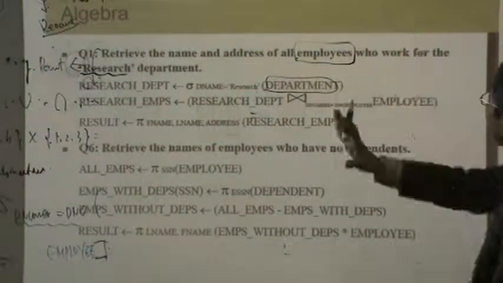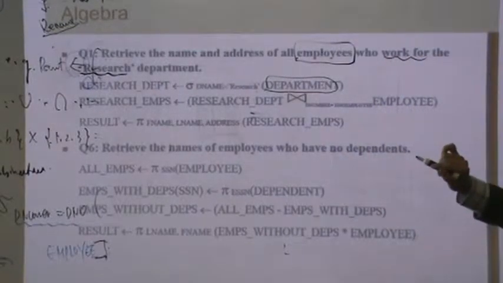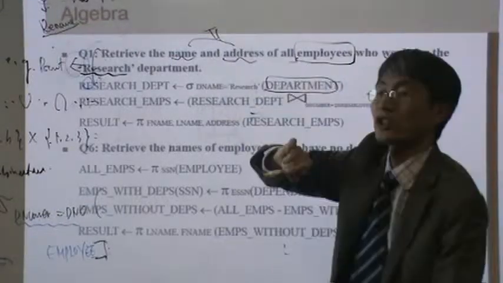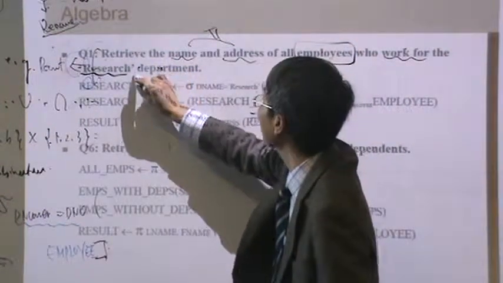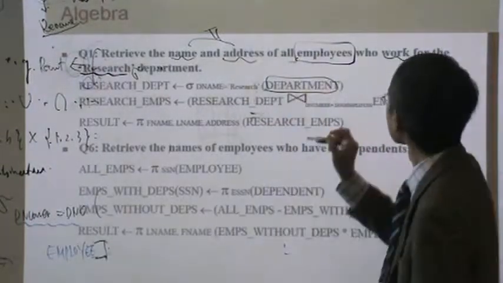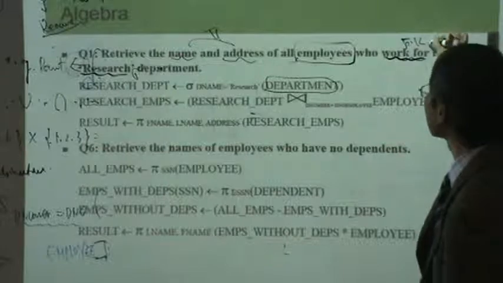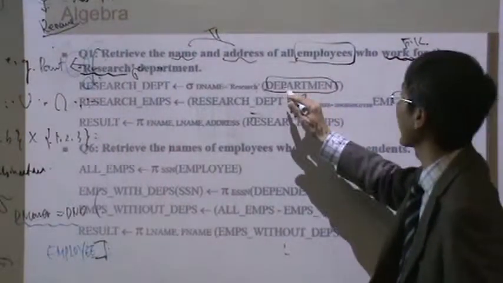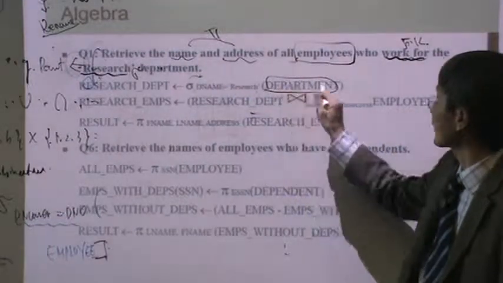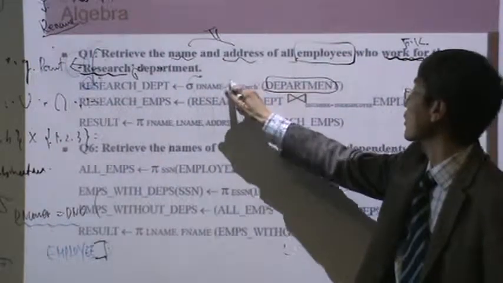Then any other condition? Works for means the employee name and address, so this is probably a projection, right? And works for the research department: in the department, that is a select condition, only the research department. And works for is a foreign key. So eventually, first we need to get all the research department information. That is the select operation with department, DNAME equal to 'research'. At that time, use single quotation.